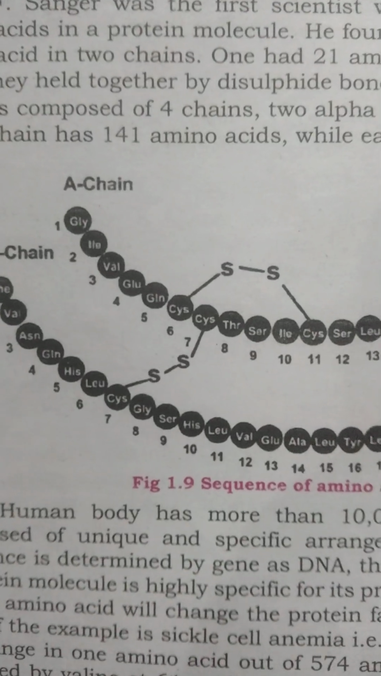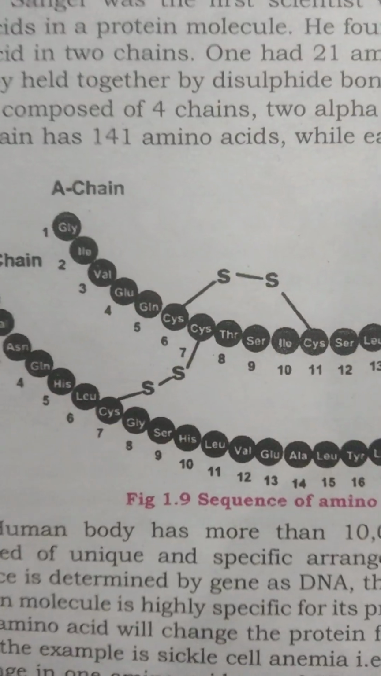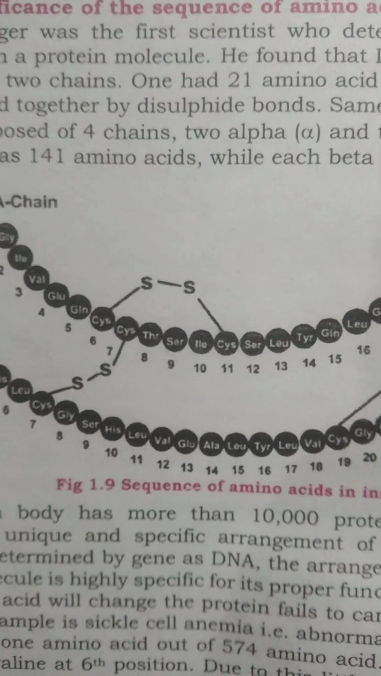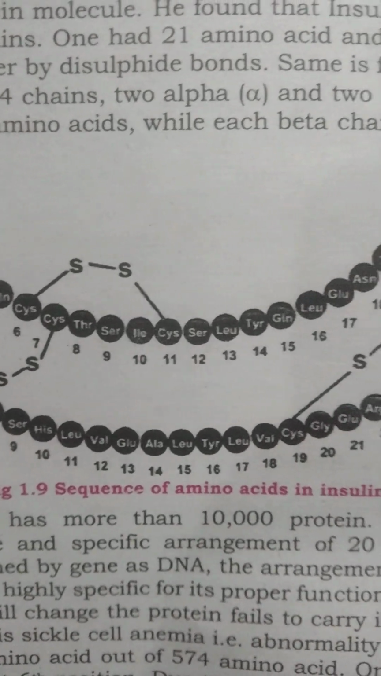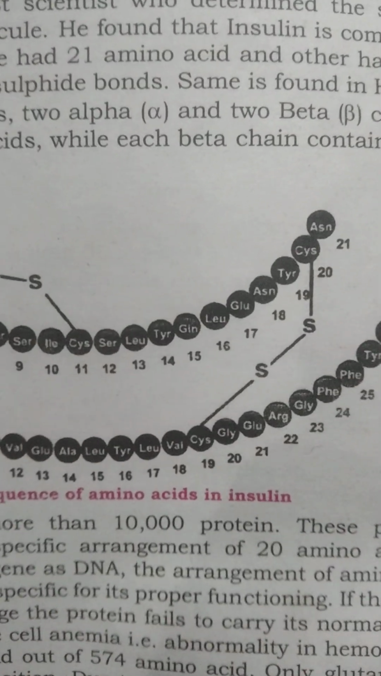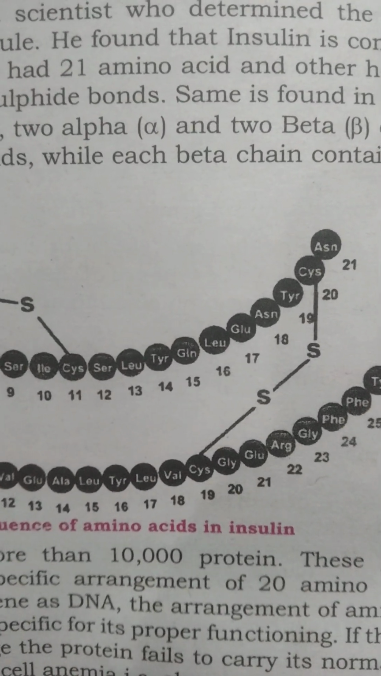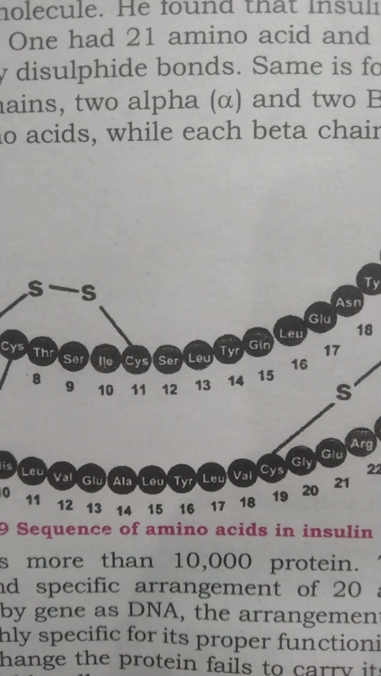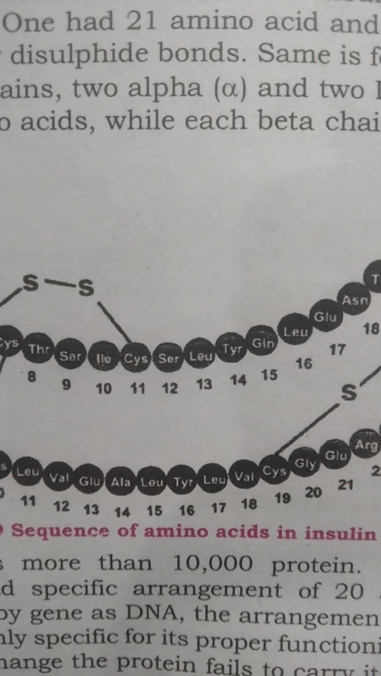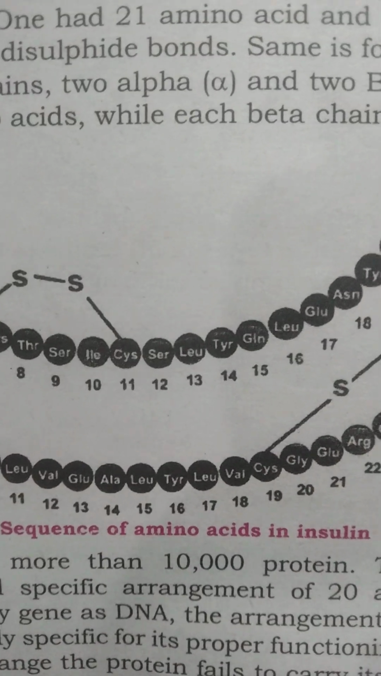Sanger was the first scientist who determined the sequence of a protein molecule. He found that insulin is composed of 51 amino acids in two chains, and the bond between them is a disulfide bond. The same is also found in hemoglobin.